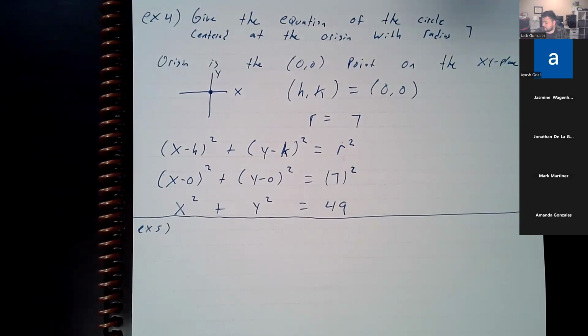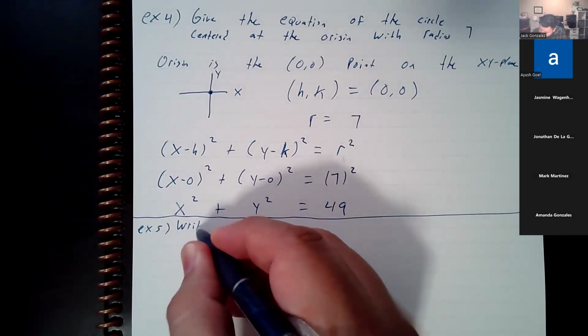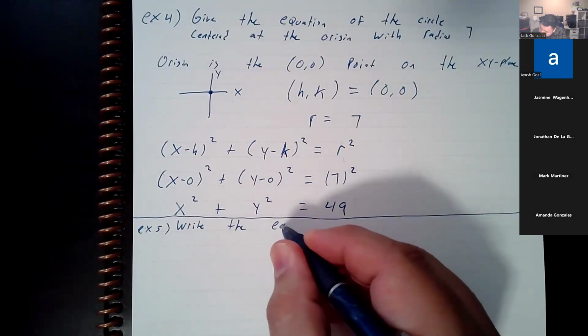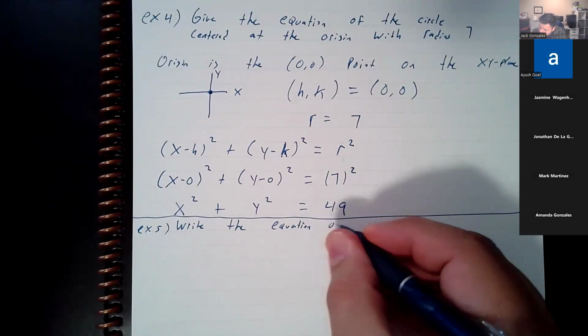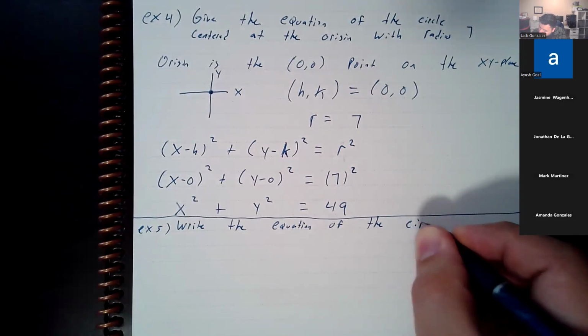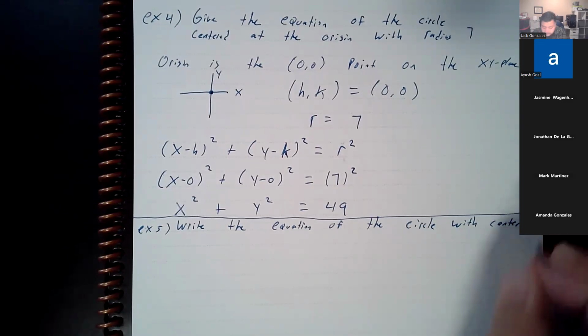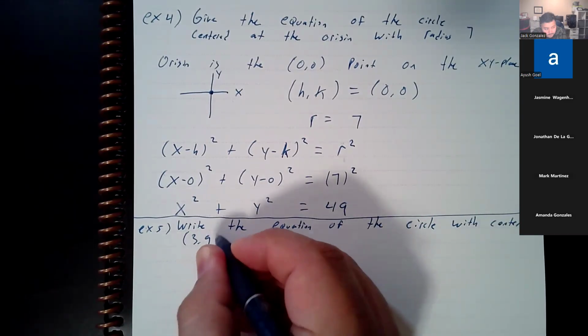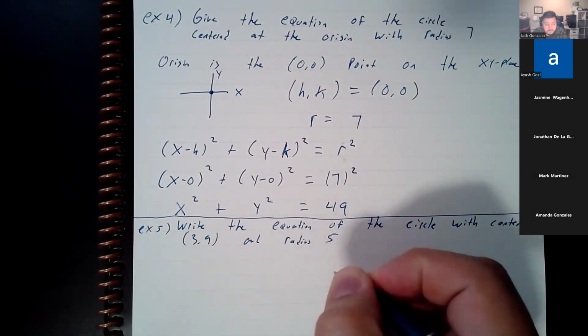Okay, let's do another one. Write the equation of the circle with center (3, 9) and radius 5.